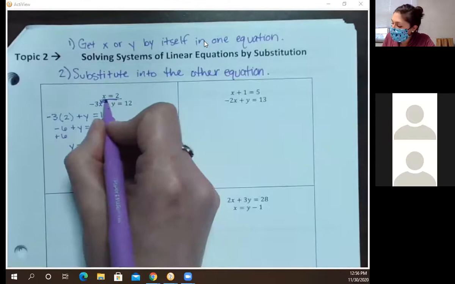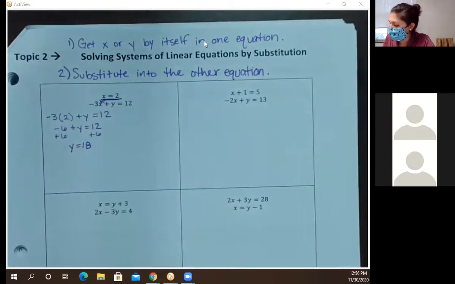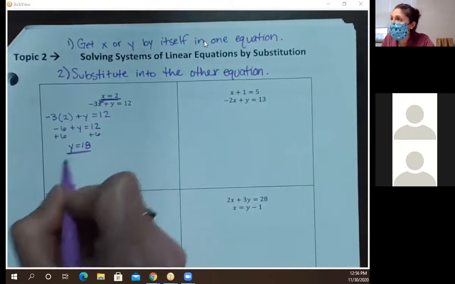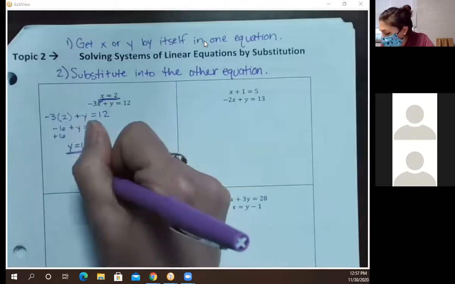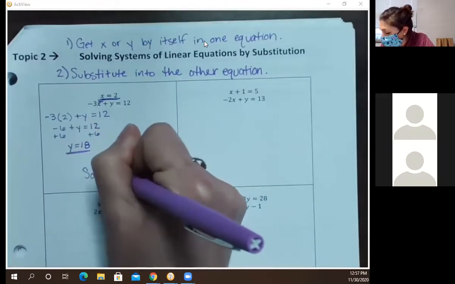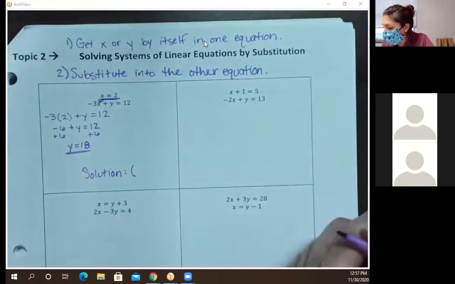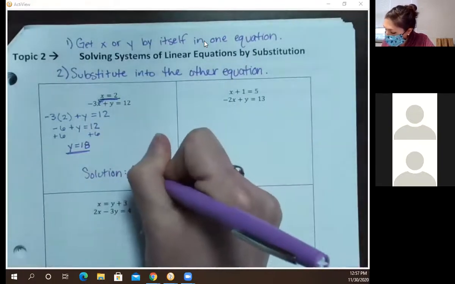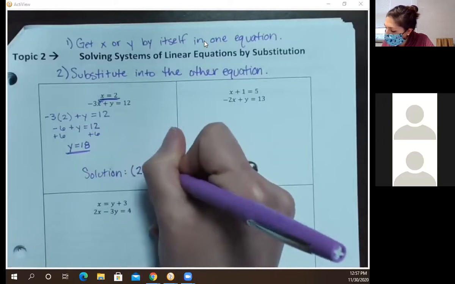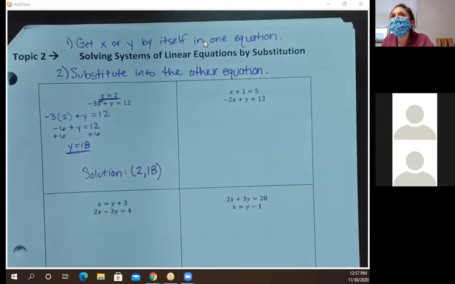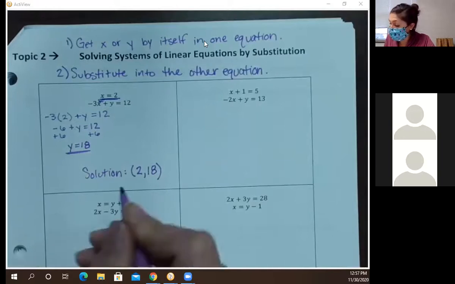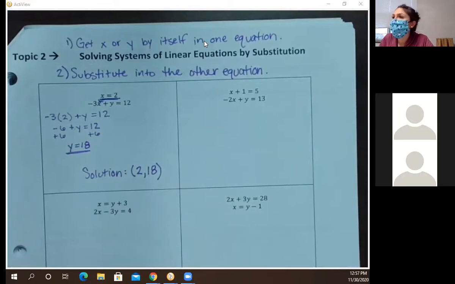So now I know what x is equal to, and I know what y is equal to. So I know the solution to the system. Just like before break, we're going to put our solution into an ordered pair, x comma y. My solution is 2 comma 18. So if I looked at the graph, that would be the place on the graph where the coordinates, where my two lines intersect.